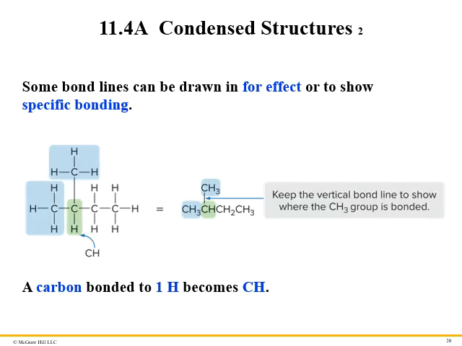Some bond lines can be drawn in for effect or to show specific bonding. So if you want to show that there is some branching, we call this branching, or that the carbon is just not there, it actually goes somewhere else, or there's something different, then you probably want to draw that specifically in, because you can't just assume that the reader is going to know if something is not in a standard way.